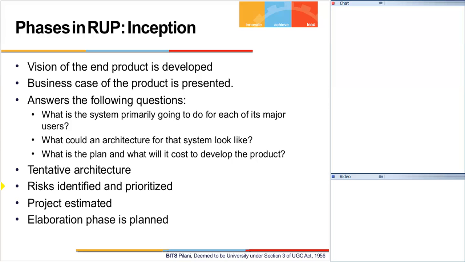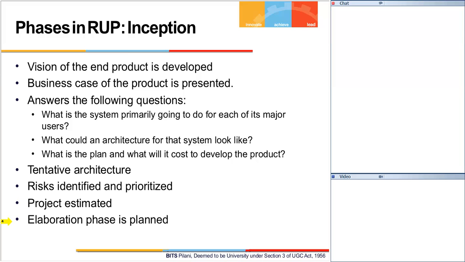the risks are identified and prioritized, right? So at this phase itself, you do a bit of risk analysis because you have an idea of the requirement model and a tentative architecture, and you estimate the risks, right? Apart from this, the estimation of the project is done, as well as the preparation for the elaboration phase is started, right? So this is what is done in the inception phase.